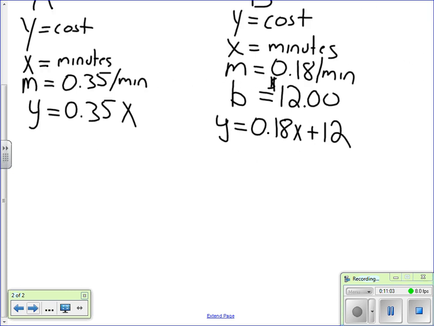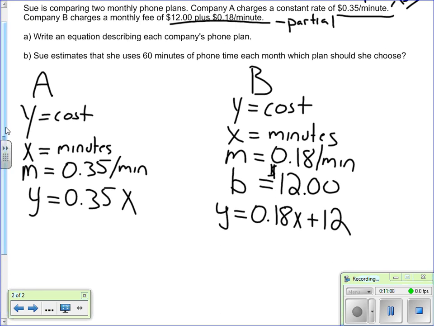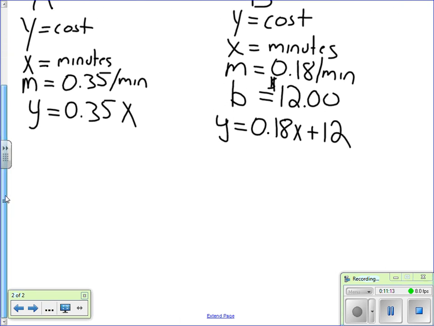Okay, now, the last thing we're going to do is the last part of this question, and I'll scroll up so we can see it. Sue is going to use the phone 60 minutes each month, and we want to know what plan would be best for Sue. So what we're going to do is plug that number, 60 minutes, into each of these equations. Let's look at the first one. y equals 0.35x. Now remember, x is equal to the minutes, so we're just going to substitute in 60.